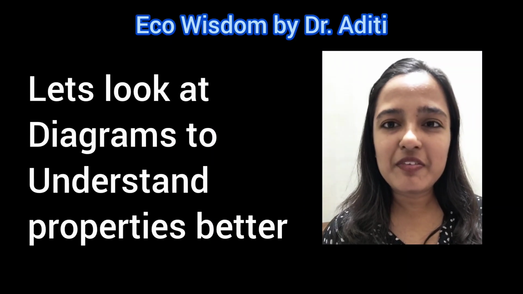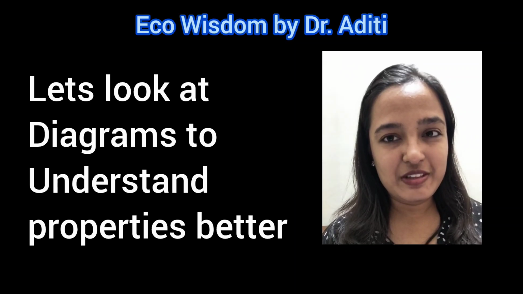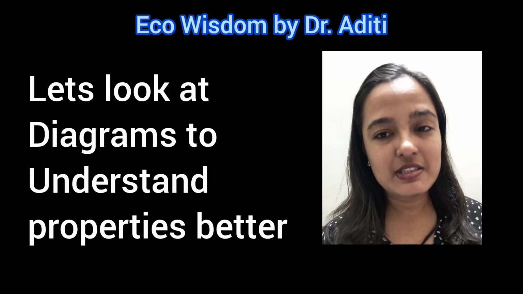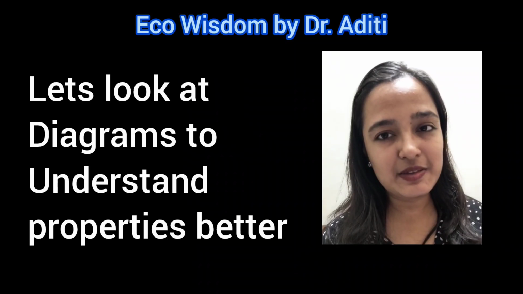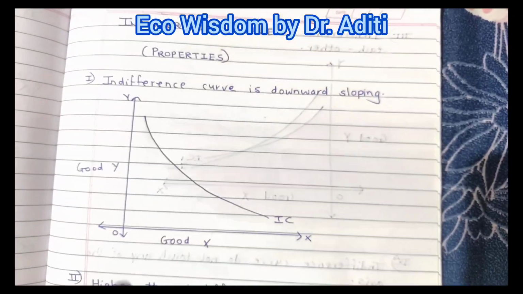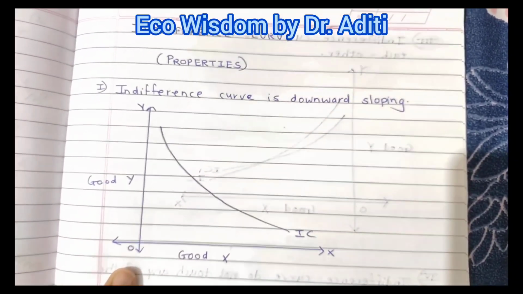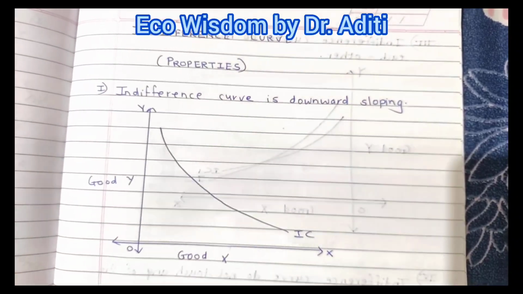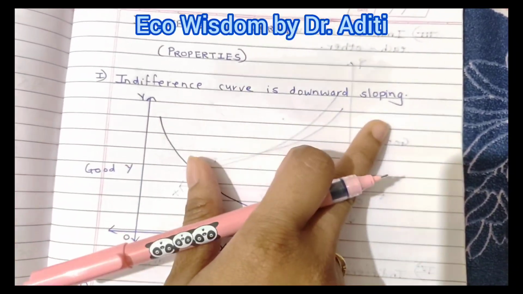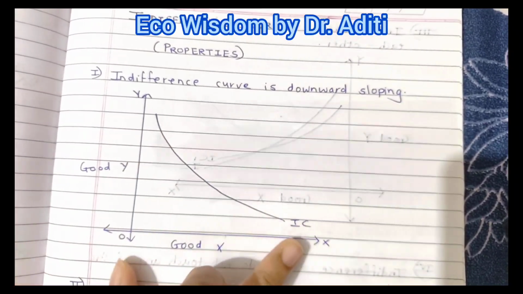So now one by one, let's look at all the properties of indifference curve, and there are also diagrams which depict these properties in a very easy manner. So let's begin. So we have just covered the meaning of indifference curve, and we are about to begin the properties of indifference curve. So the first one here is indifference curve is downward sloping from left to right.